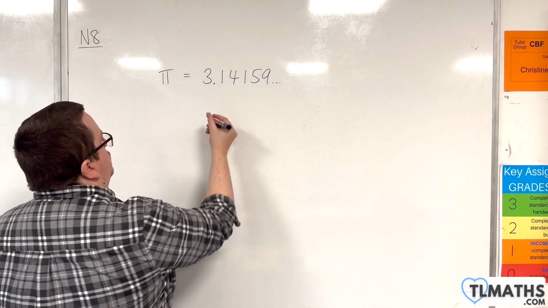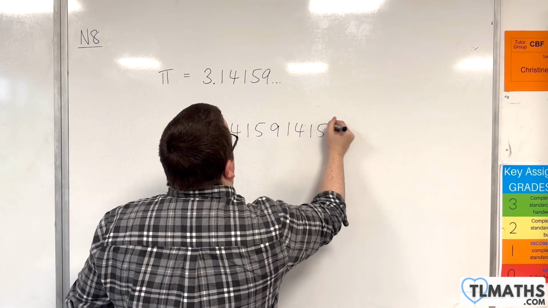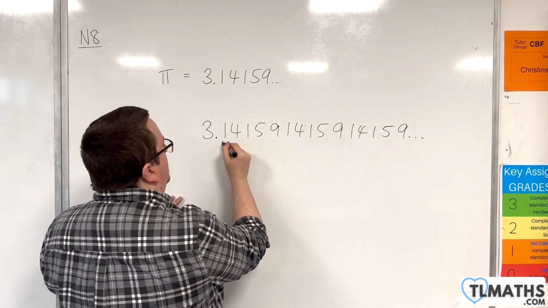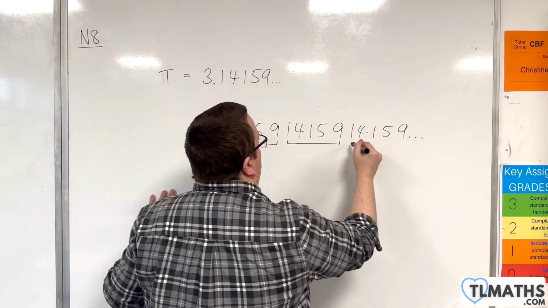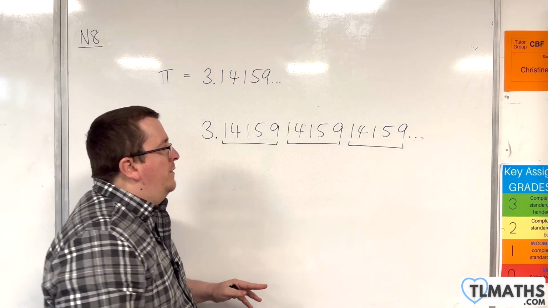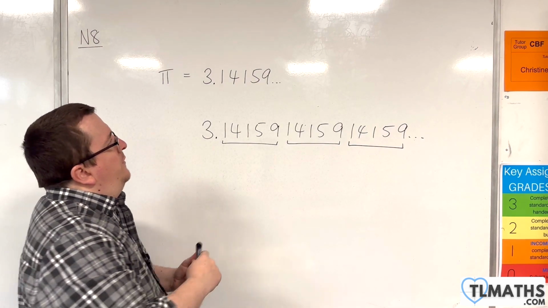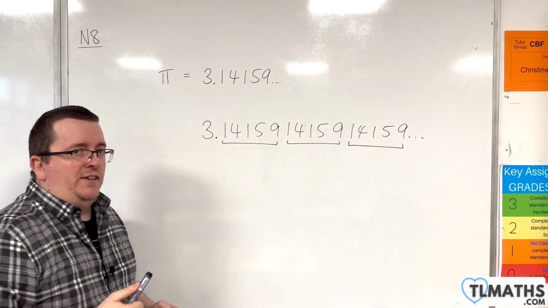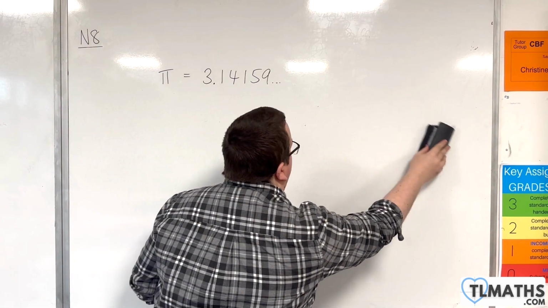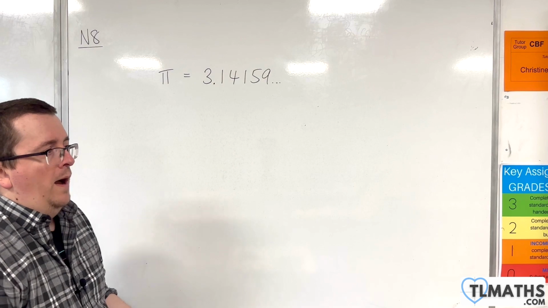So a number that does repeat itself would be something like 3.14159, 14159, 14159, etc., etc. And if it just repeats these five numbers over and over and over again, this is not an irrational number. Okay? This is actually a rational number and can be written as such. But pi, it doesn't repeat itself over and over and over again. Okay? So it is an irrational number.